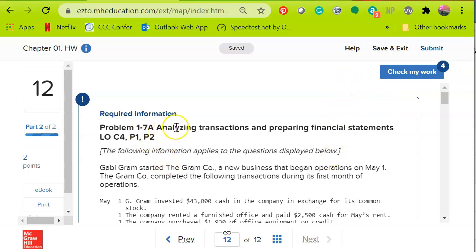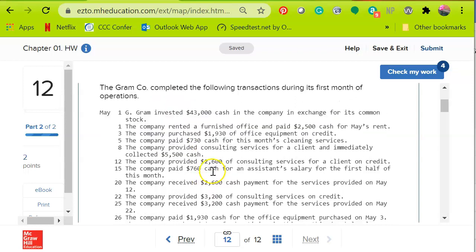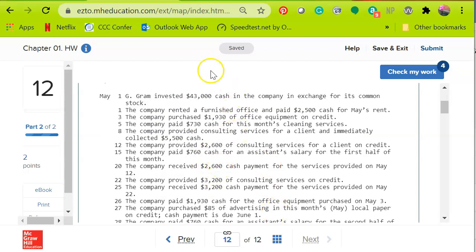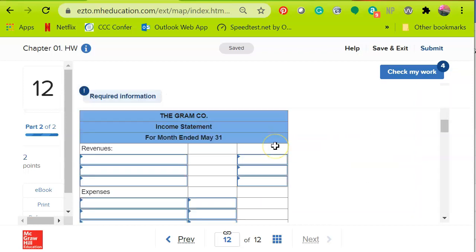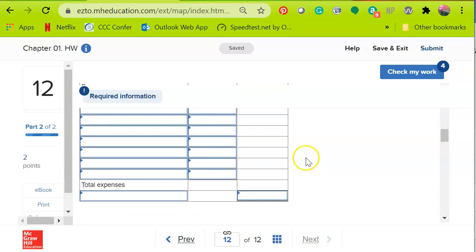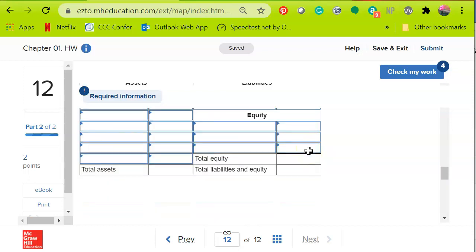And this is problem 1-7A, where we went through and figured out all of these transaction details, very similar to the transaction problem that was given for your class activity number 3. All right, so I'm going to scroll down because the question was regarding the cash flow statement.